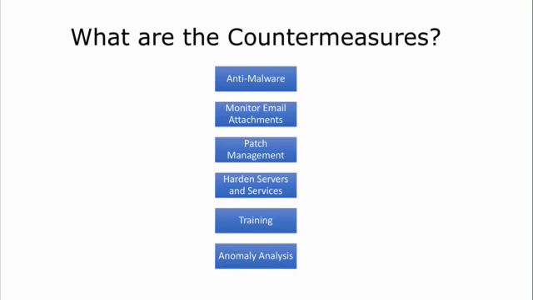And then finally, anomaly analysis, which is what I covered in the anti-malware section at the top. Basically, we look at systems, we look at services, and we start to baseline how they work, and then we look for anomalies to make sure that if something is acting out of the ordinary, that it isn't some sort of malicious software running in the background.